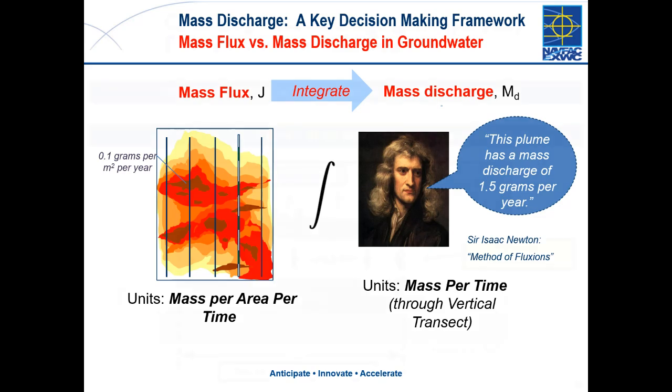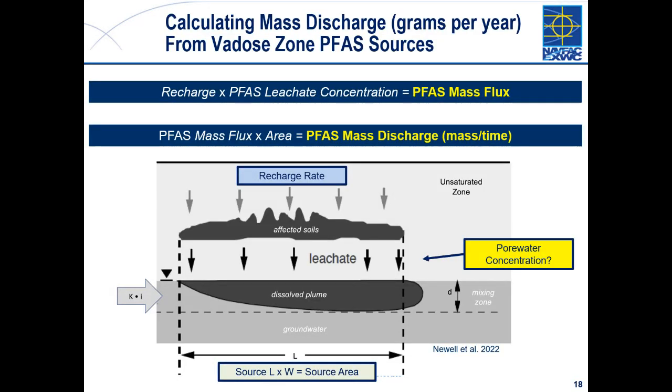Exactly. Let's go to slide 18, and now we're going to talk about looking at a vertical cross section. So this is going down into the subsurface. You can see the water table in here, and we have these three elements that make mass discharge. The flux is the recharge times the leachate concentration. Then you add the area, and you get the mass discharge. But we're going to start first with pore water concentration, the first of these three elements to do these calculations. And let's go to option one. How do you get this pore water concentration in nanograms per liter?